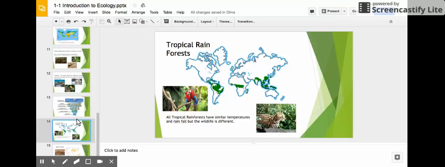Here's an example, a tropical rainforest biome. That's highlighted in green here. All tropical rainforests, regardless of the continent they're found on, South America, Africa, or Southeast Asia, have similar temperatures and rainfall, but because they're separated by space, by geographic location, we find different organisms living there, different wildlife.